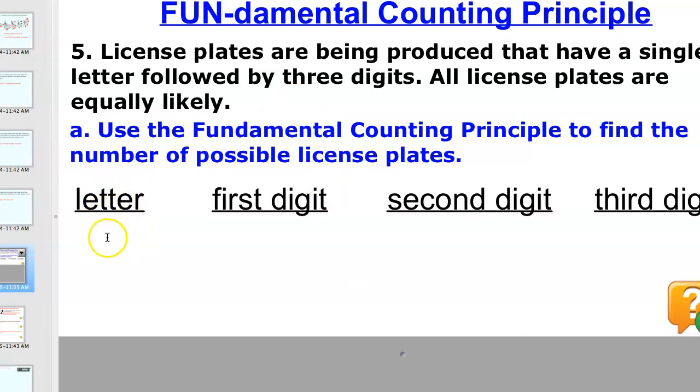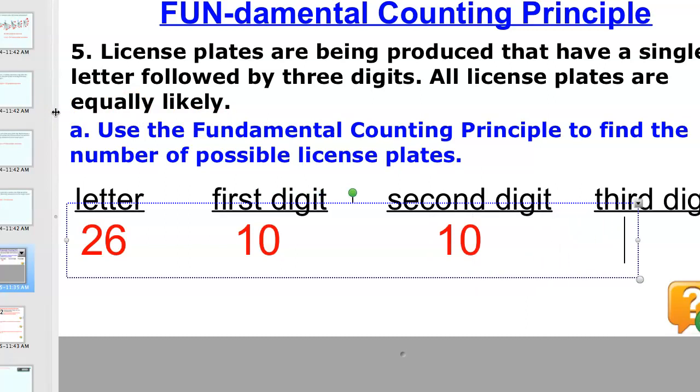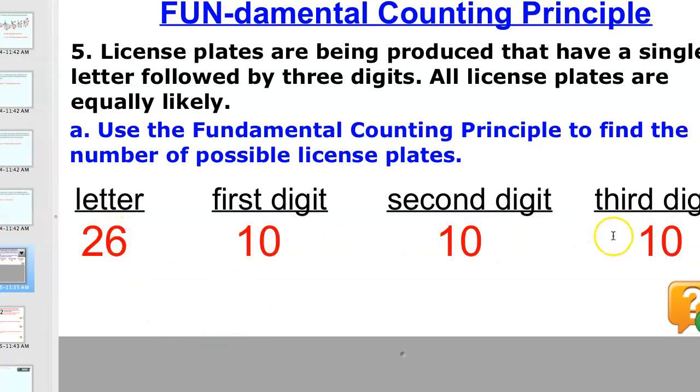Right, so it's always a letter first. Well, there are 26 letters, A through Z. Okay, so 26. The first digit, okay, so digits. We have 0 to 9, so there are 10 possible digits. The second digit, it doesn't say that it can't repeat. It actually says that they're all equally likely. So it could be like A222, right? That could be a license plate. So there are 10 digits there from 0 to 9. The third digit is 0 to 9 as well, so 10 digits. So these are all the possible outcomes in each one.